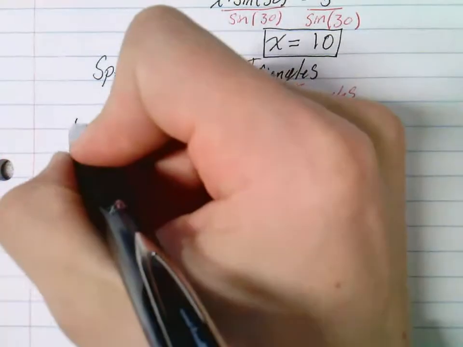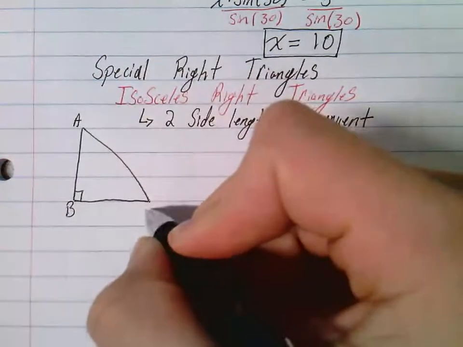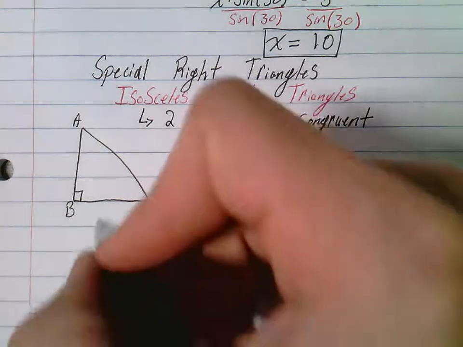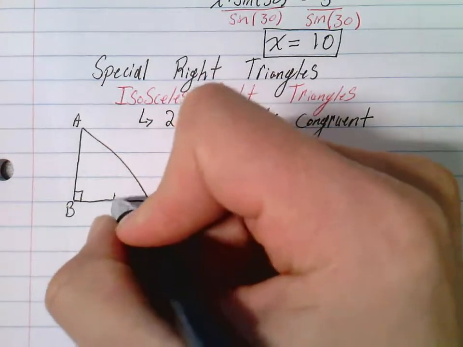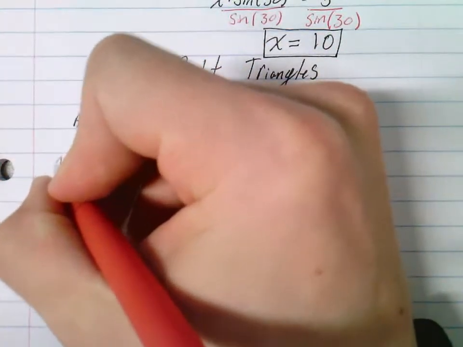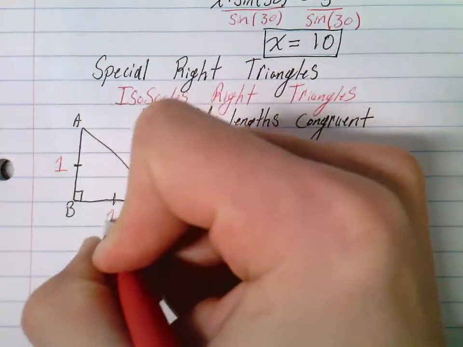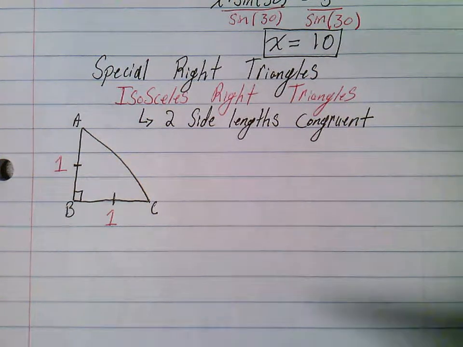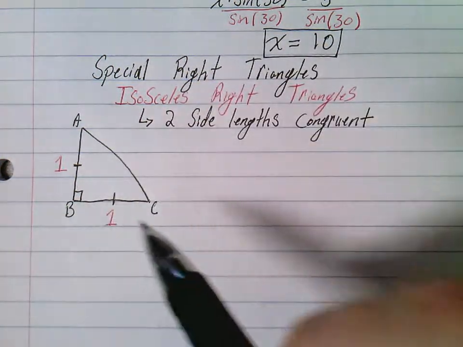We can call this A, B, and C. If it's a right triangle and it's isosceles, I mark these two sides congruent, and let's just say that these two sides, AB and BC, are 1. If AB and BC are 1, what does that make AC?